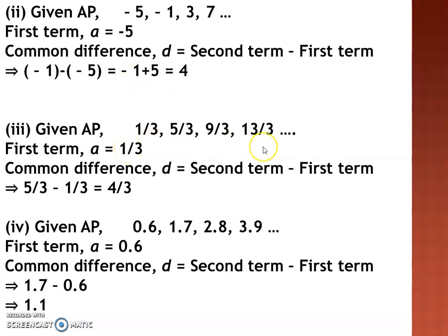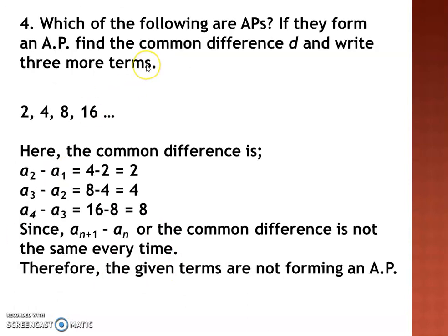The next one, this is the AP, 1 by 3, 5 by 3, 9 by 3 and so on. So A is 1 by 3 and D will be 5 by 3 minus 1 by 3, that is 4 by 3. And the last one, A is 0.6 and common difference is second term, that is 1.7 minus 0.6, that is 1.1.